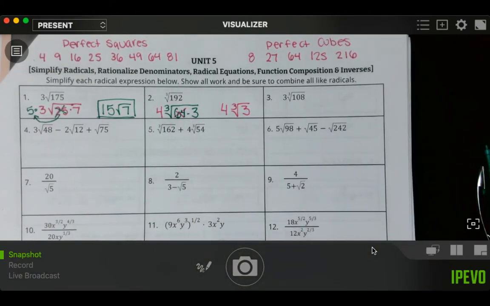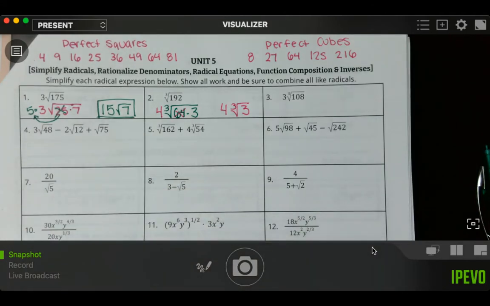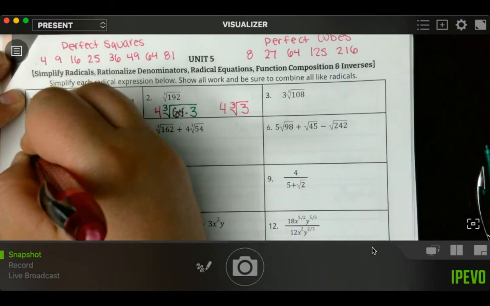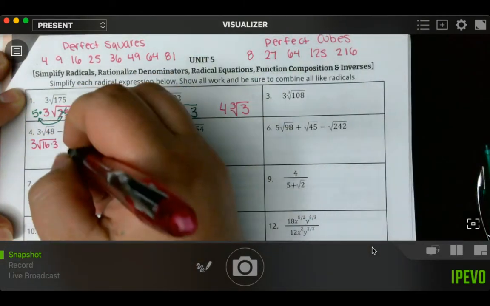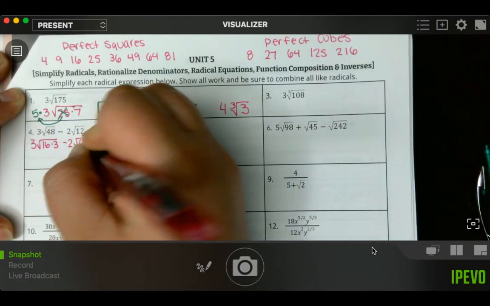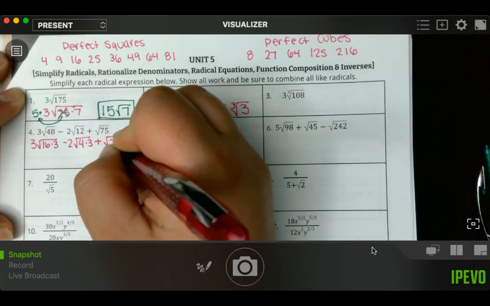When you get to questions 4, 5, and 6, you'll notice that there's some pluses and minuses. What you're trying to do is simplify the numbers inside just like that. 48 happens to be 16 times 3. 12 is 4 times 3. And 75 is 25 times 3.